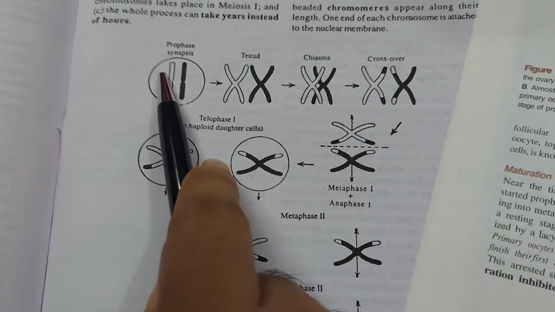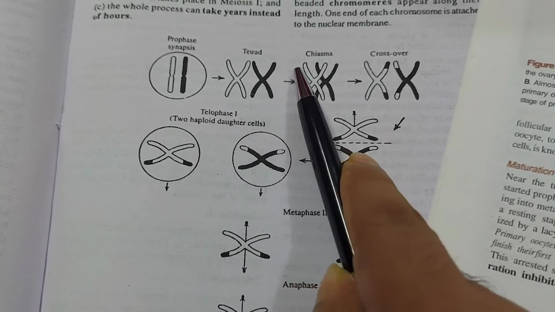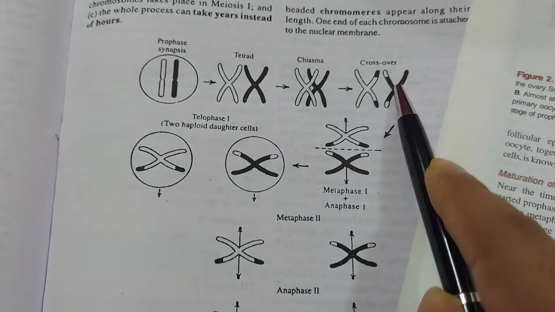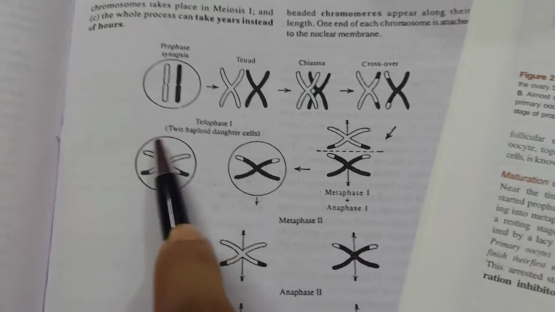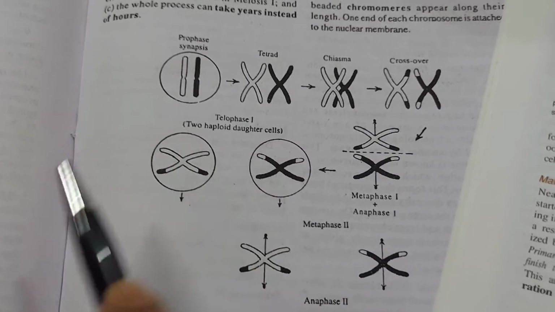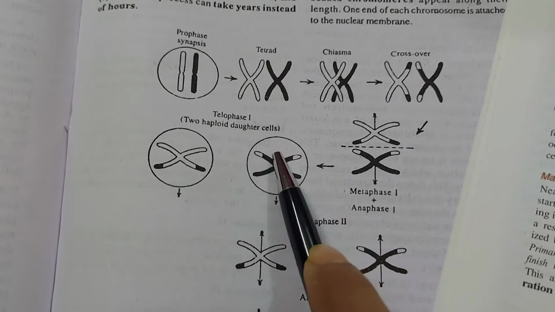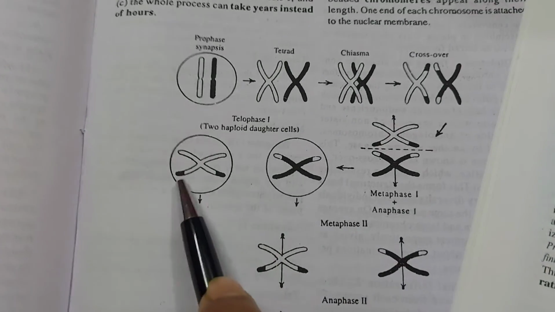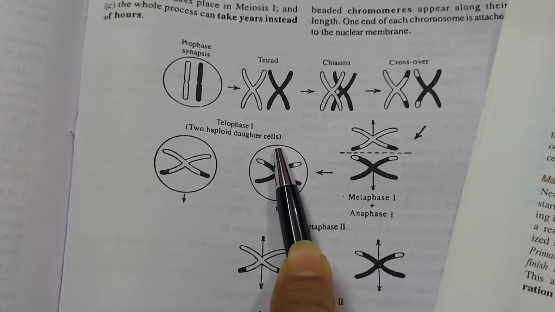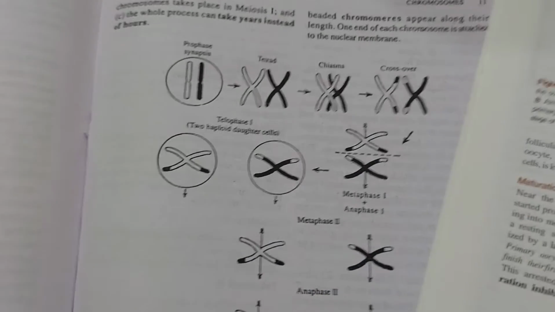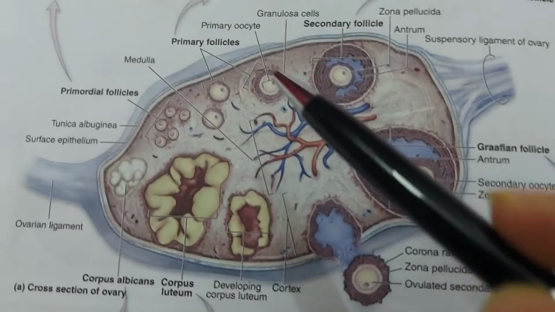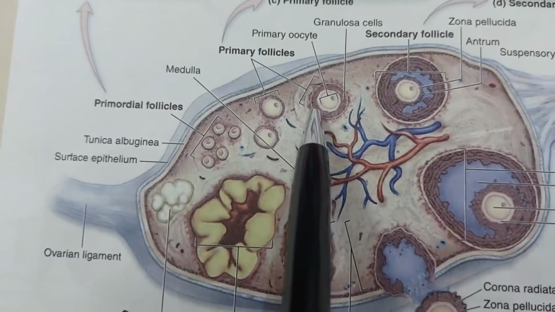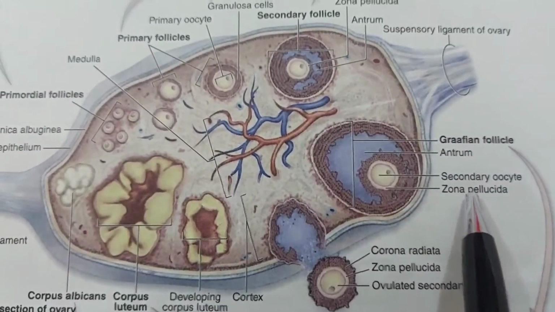So this is the primary oocyte cell. This cell remains in the first meiotic division from birth to puberty. At puberty, it divides into two cells, forming the secondary oocyte, which contains the haploid number of chromosomes. The primary oocyte has the diploid number, and the secondary oocyte contains the haploid number of chromosomes. So in our description, we see the primary oocyte in the primary follicle, and in the Graafian follicle there is the secondary oocyte.